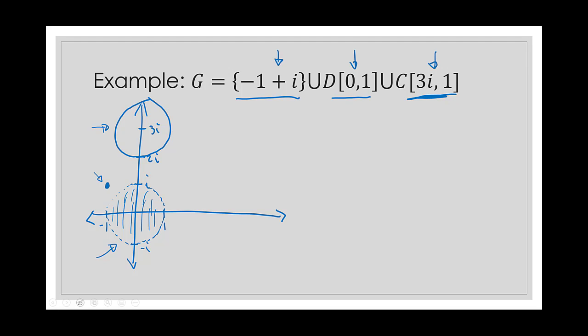Let me erase some stuff. First, what I want you guys to think about: where's the isolated point? Where's the quote-unquote lonely point? Hopefully you guys spot it. This would be an isolated point. If you take any point inside our open disk here, you're going to get what's called an interior point. And it's also an accumulation point.